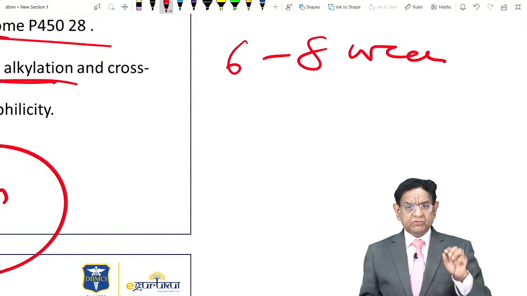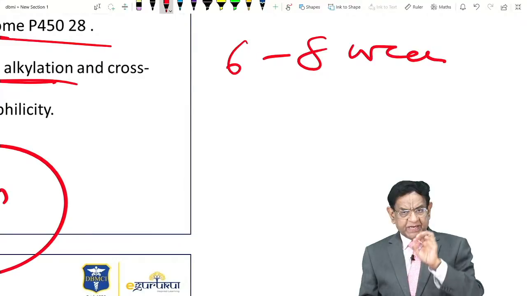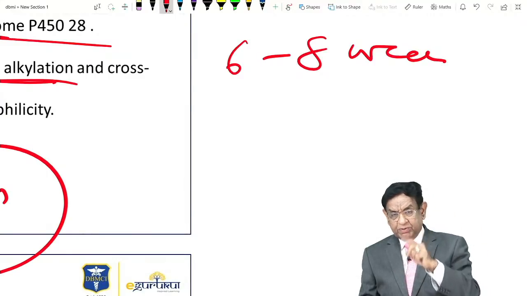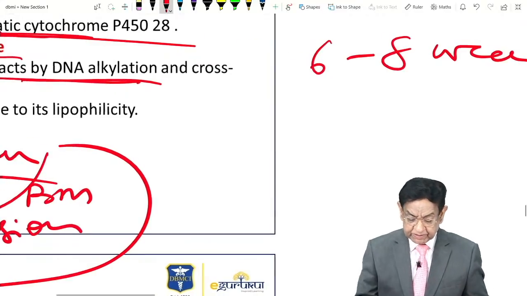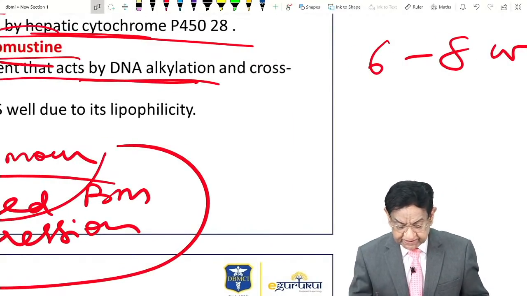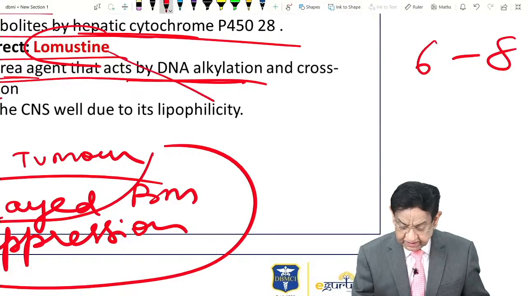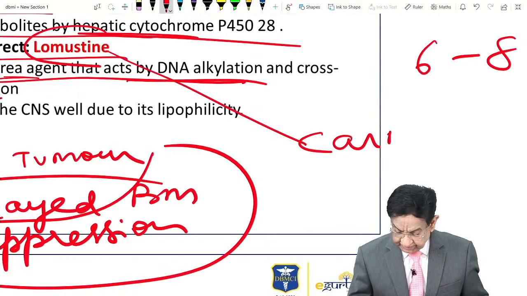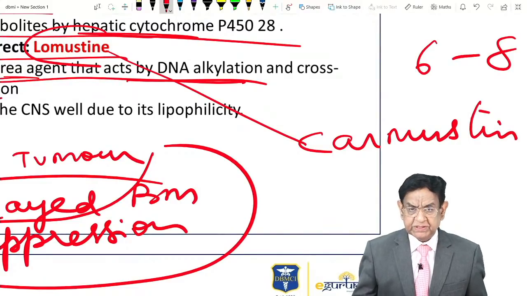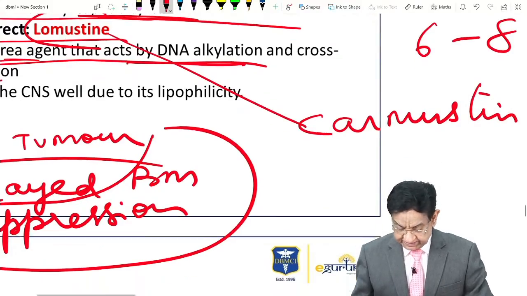In contrast to most of the anti-cancer drugs which can lead to bone marrow suppression within a few days. So delayed bone marrow suppression is seen in lomustine, and one more drug which is quite related to this drug is carmustine. Both these drugs we use for brain cancer.